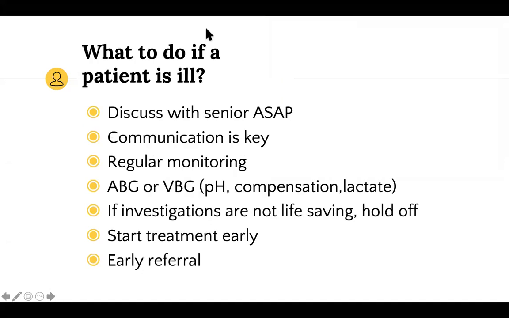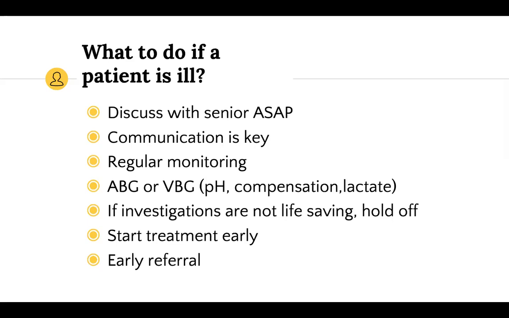So what should you do if a patient is ill? You need to firstly discuss with the senior as soon as possible. Communication is key here. You need to also inform the nursing team and anyone else who is involved in the patient's care. This patient needs to be under regular monitoring, which generally will be in the form of a monitored bed. A monitored bed is basically like a resuscitation bay bed where the 3-lead ECG monitoring, SATs monitoring, and blood pressure monitoring are done continuously.